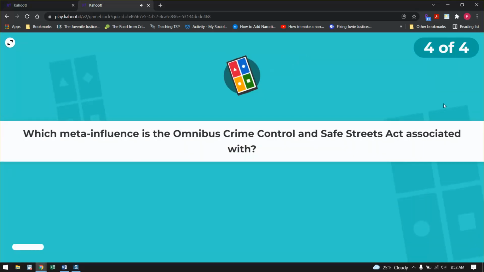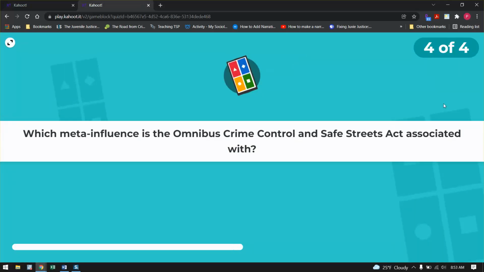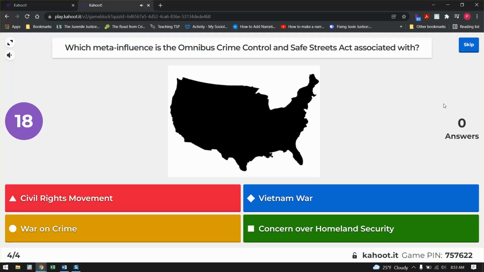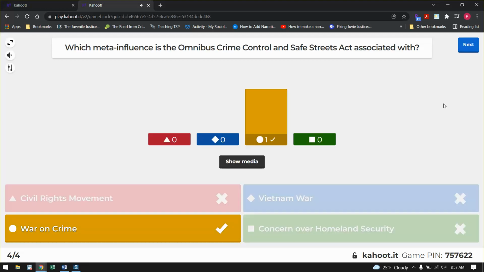And then our final question deals with those different meta-influences. It's asking specifically, the Omnibus Crime Control and Safe Streets Act, what meta-influence is this associated with? For the Omnibus Crime Control, this all has to do with the war on crime. This is in contrast to the other meta-influences, such as the Civil Rights Movement, or the Vietnam War, or more recently the concern over homeland security.